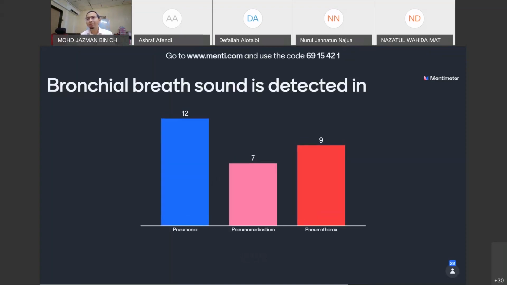Time's up. Okay, majority of you got it right. So in pneumonia, you have fluid, sputum, or maybe blood in the alveoli or the bronchioles. Therefore, you will hear a bronchial breath sound. In pneumomediastinum, the breath sound should be normal vesicular breath sound. In pneumothorax, you should hear an absent or attenuated, reduced breath sound on the affected side.